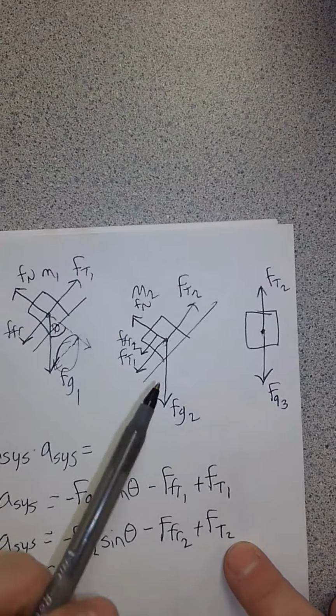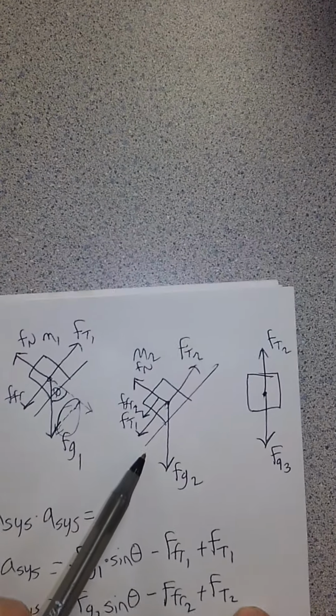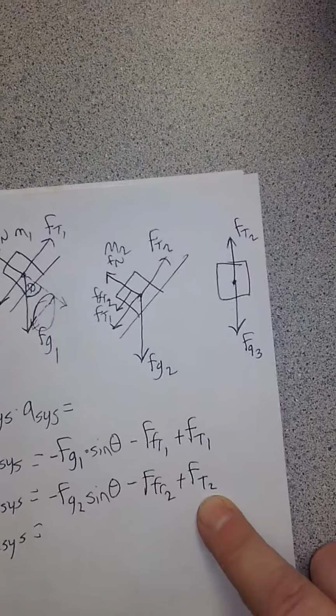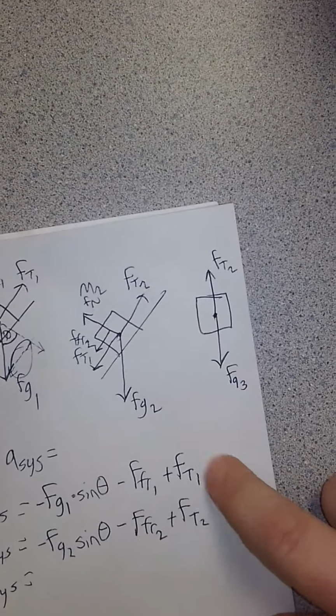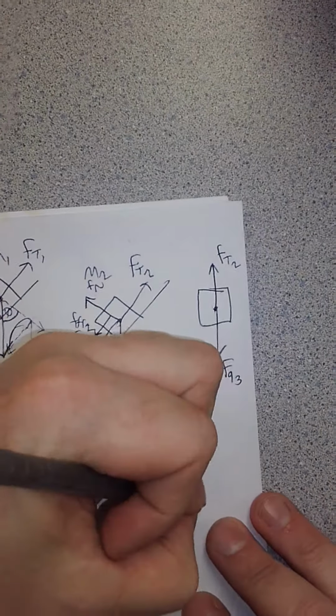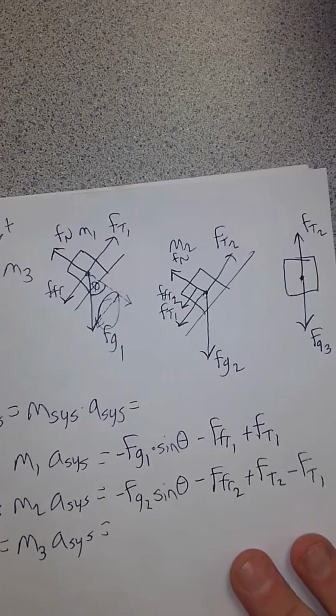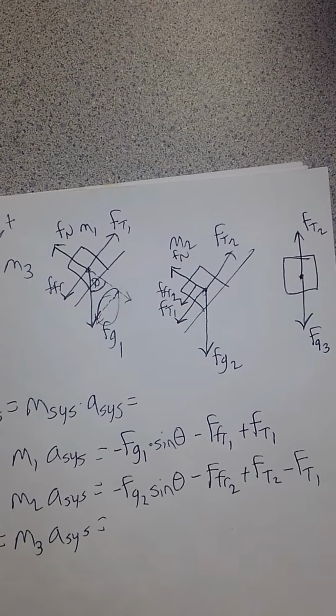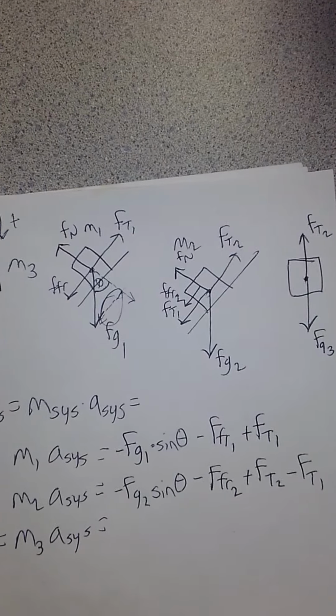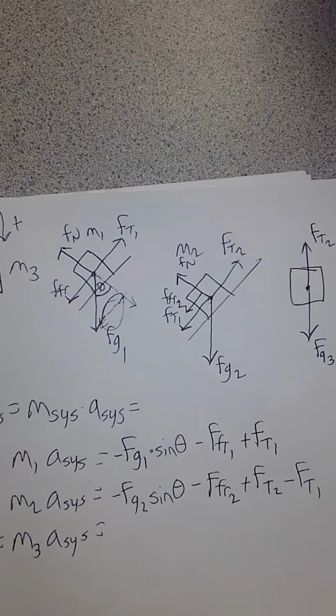Now, what did I forget? I forgot force of tension 1. That is also on there, so I need to go ahead and put that on there. And why am I putting it on there? Because I want that to cancel once it's all said and done. Okay? We don't want any tensions hanging around. They're bad news. They make things a little too tense. Okay. All right.